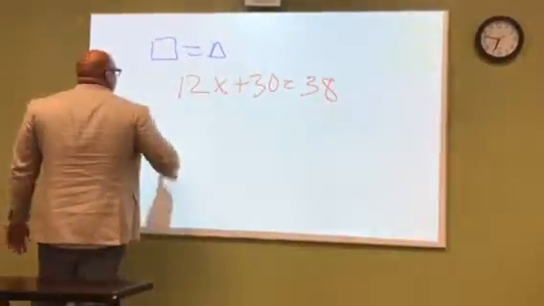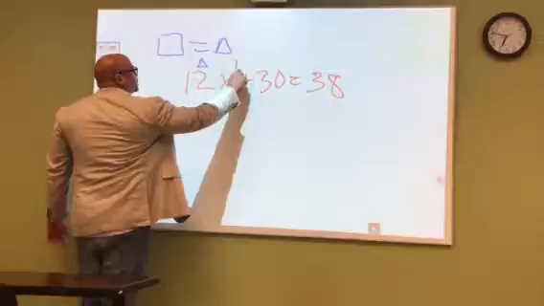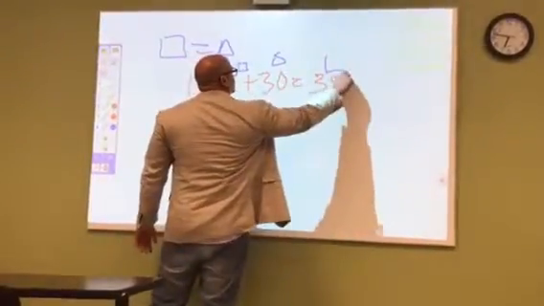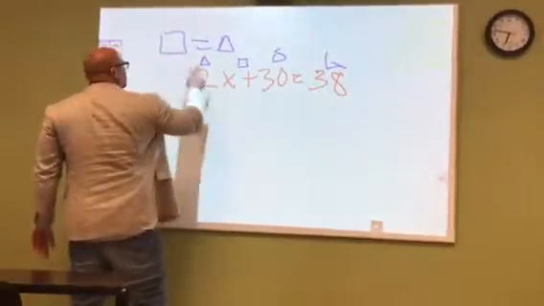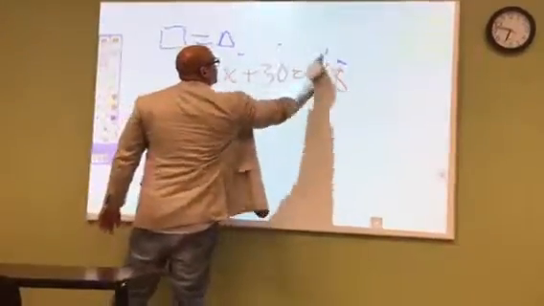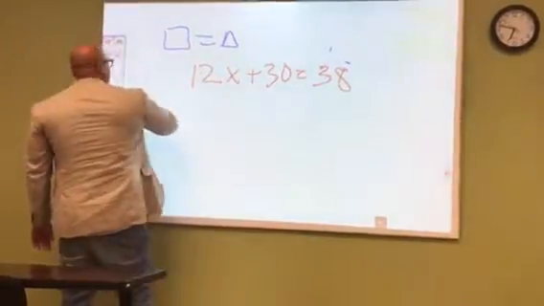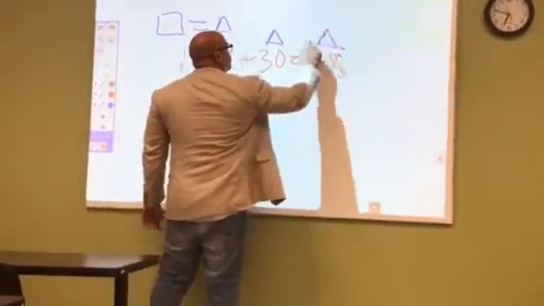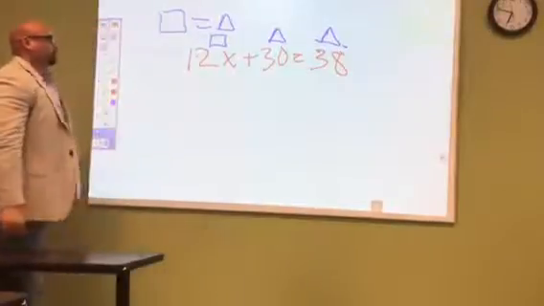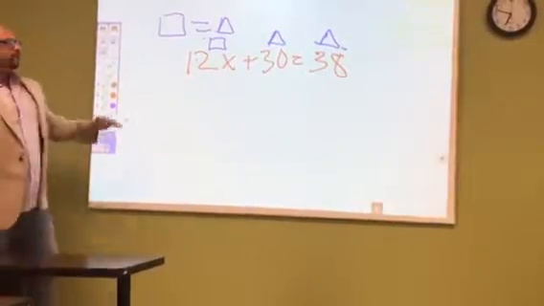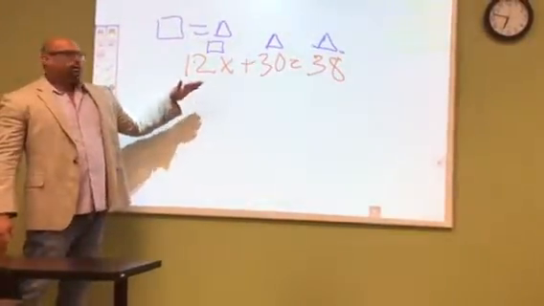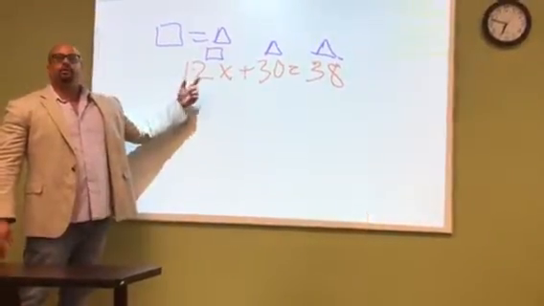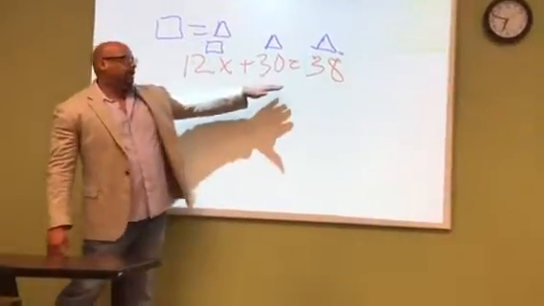So, if we rewrite this here, square, triangle, and triangle. We still have to be in the form of square equals triangle. So what do we do, guys? Which one's the coefficient? 12. 12x is called the what? Variable. The 30 is the number.